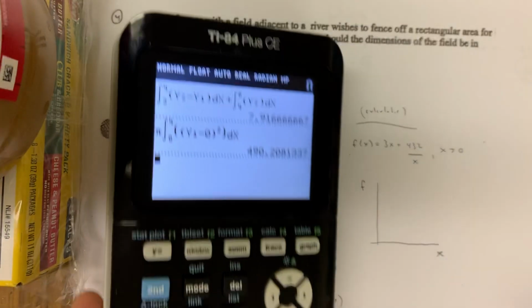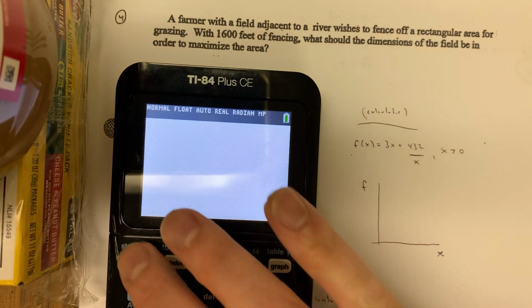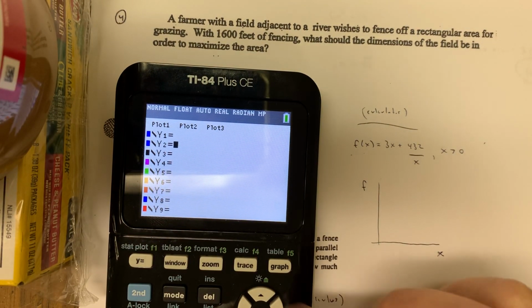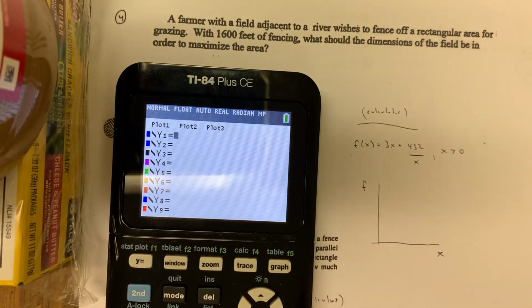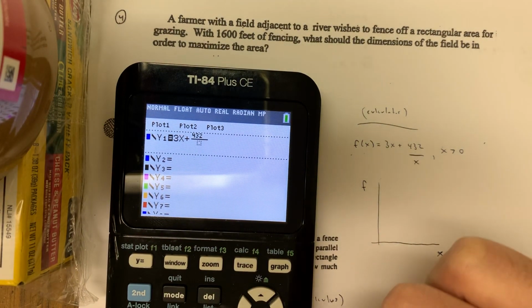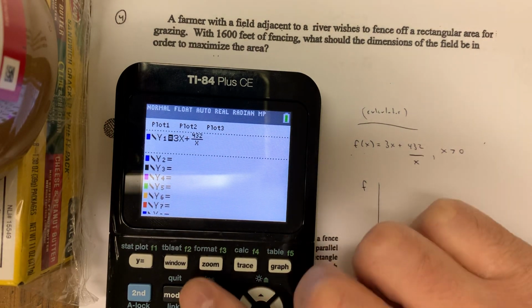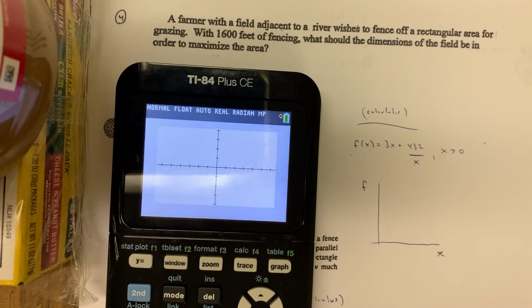Let's go to the calculator. Okay, let's actually graph this puppy. Okay, and here we have 3x plus 432 divided by x, okay. And remember, the problem is when you want to graph this, people are like, yeah, just zoom 4. That's what they say to do. Zoom 4. Let's see what kind of picture we got.